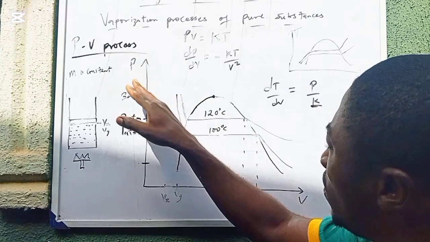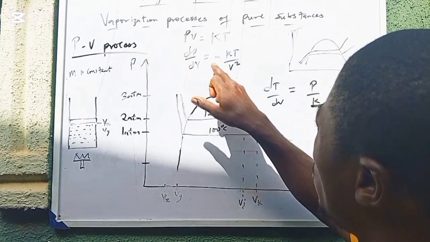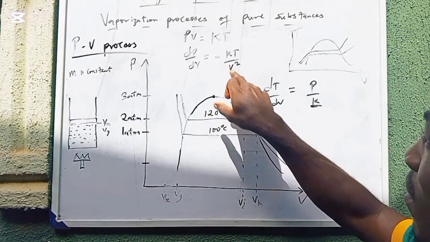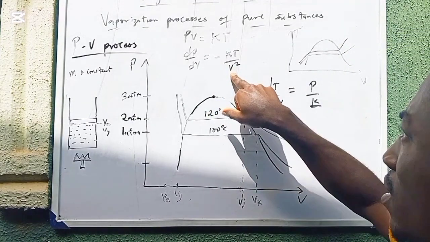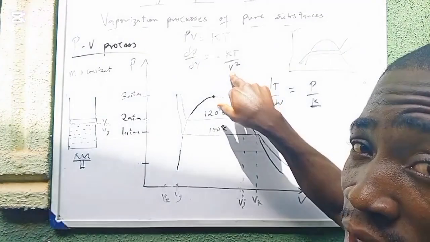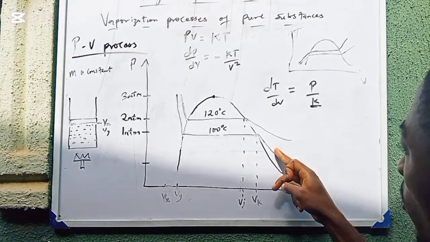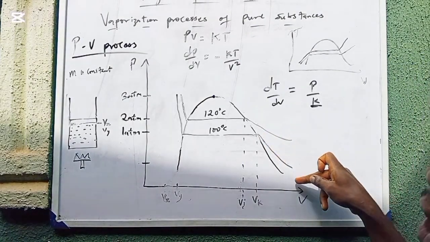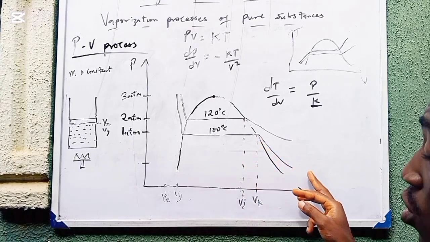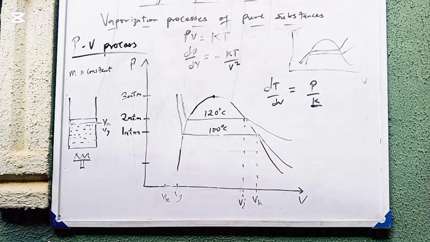But for the PV graph, what do we have? dP/dV is equal to minus KT over V squared. So the fact that we still have V here indicates that the slope is not a straight line. That is not constant. It is changing. So that suggests that on the vapor region, we are not supposed to have a straight line. Instead, we are supposed to have a curve that flattens as we approach infinity. So that's what we have here, a curve rather than a straight line.